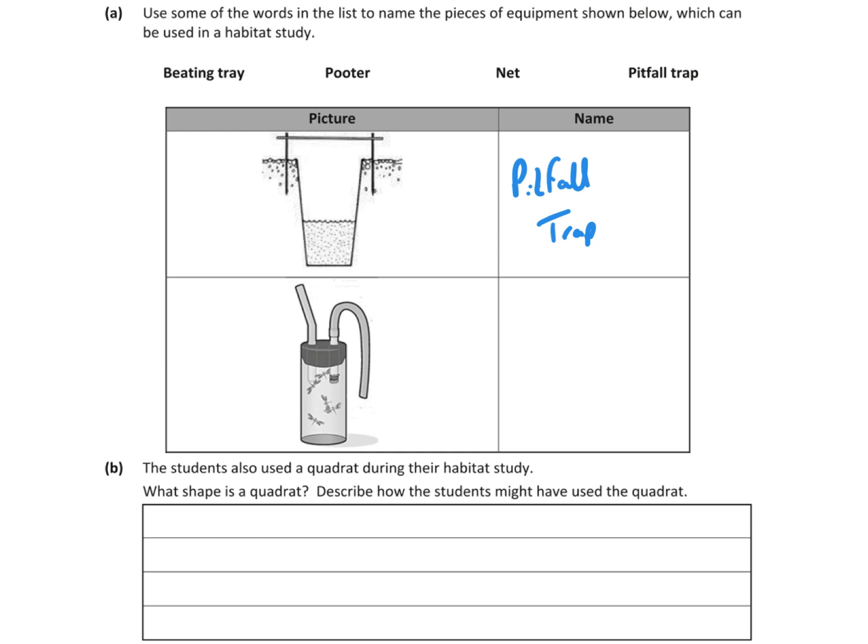And the next one, we know that there's two tubes there. One of them has a gauze down here as well, collecting small insects. So that there is our pooter.